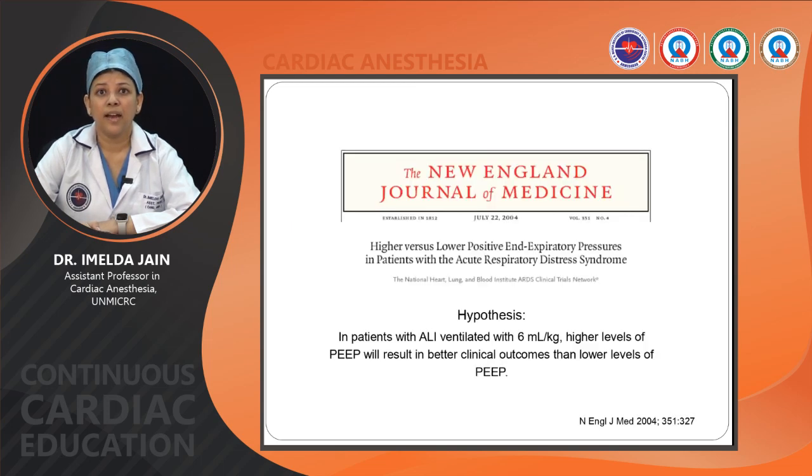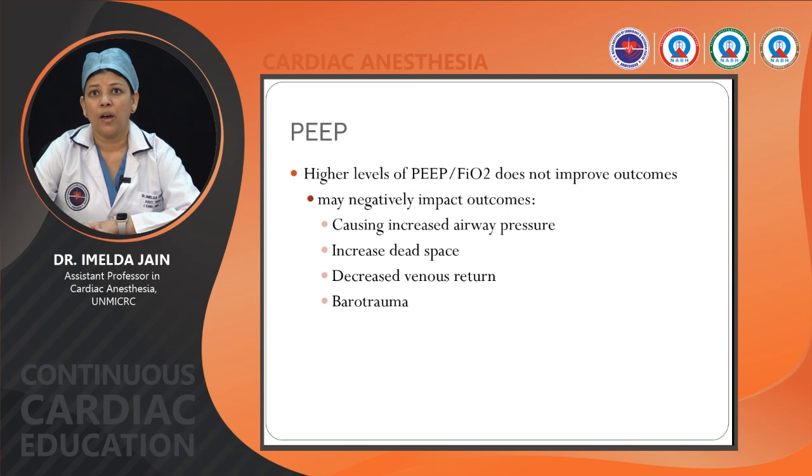Another study was published by the National Heart, Lung and Blood Institute ARDS Clinical Trials Network in the year 2004 in the New England Journal of Medicine. The hypothesis was that in patients with acute lung injury who were ventilated with 6 ml per kg body weight, higher levels of PEEP will result in better clinical outcomes than lower levels of PEEP. When we see this, higher levels of PEEP to FiO2 do not improve the outcomes.